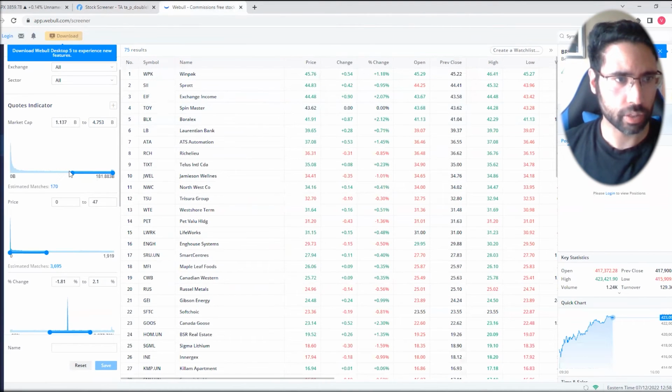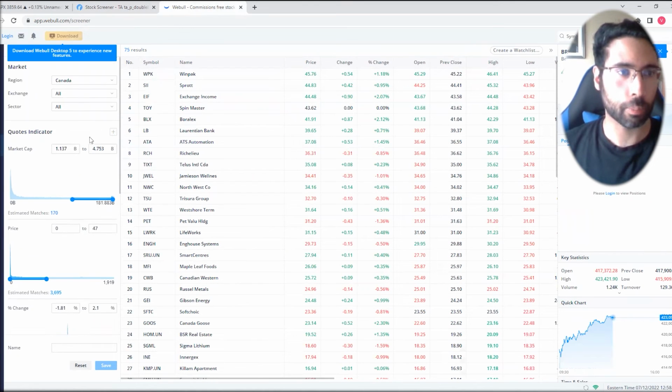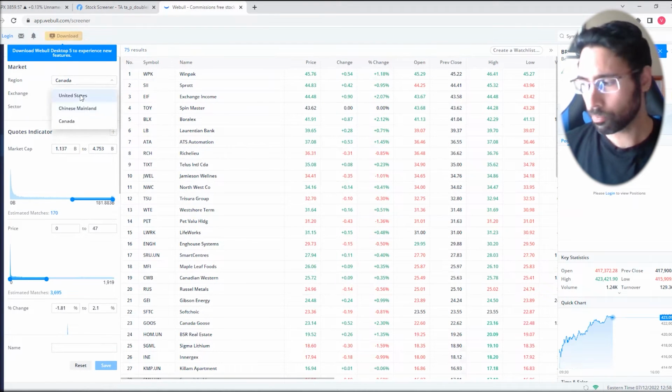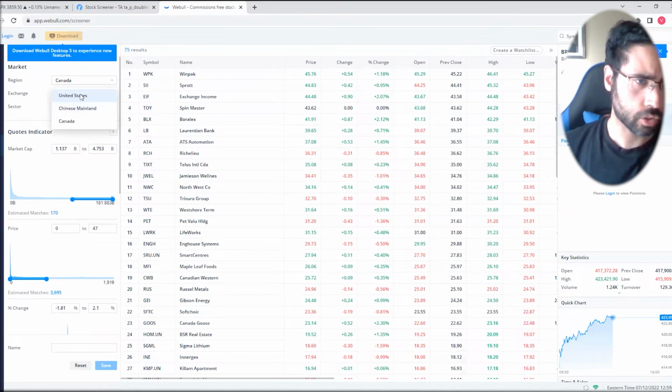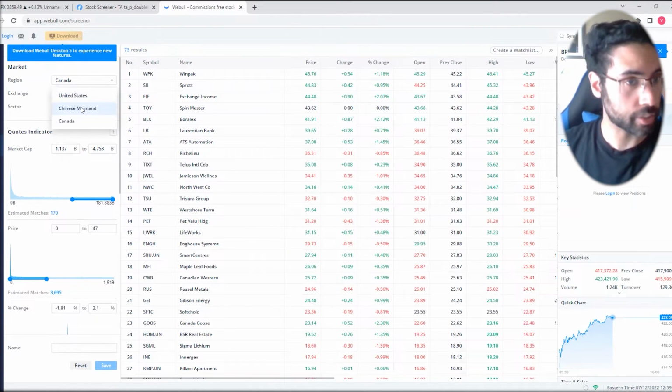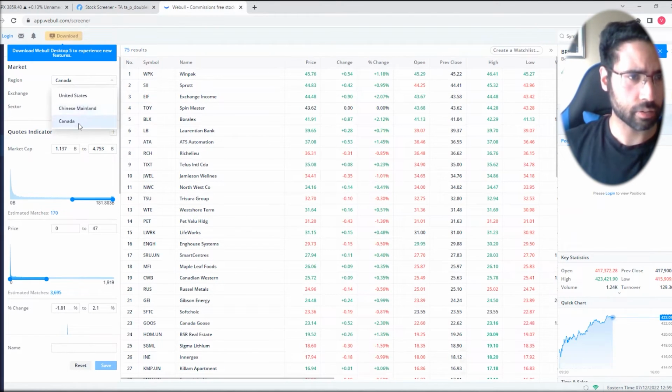And then the second one is Webull. And I bring this one up because this is, I think, the best screener for us Canadians. And as you can see, you can break it down to US stocks. You can actually break it down to even Chinese mainland stocks, because I believe Webull is connected to mainland China, and then Canadian. So for us Canadians here, this is the screener that I like to use.